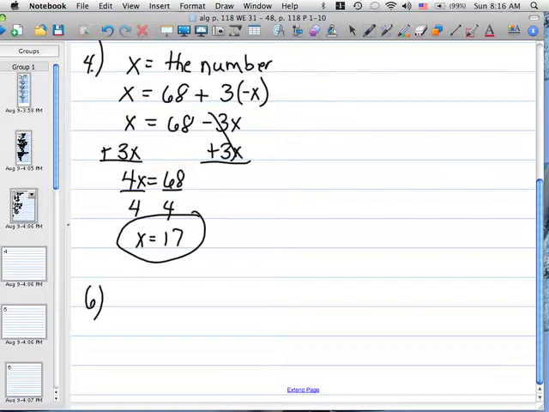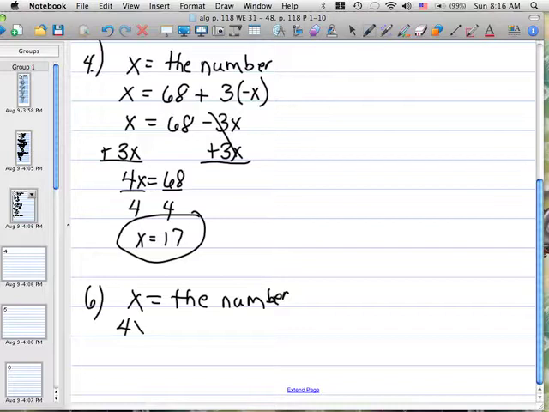Problem number 6 says 4 times the number increased by 25 is 13 less than 6 times the number. Find the number. So x equals the number. 4 times the number would be 4x, increased by 25, plus 25, is, there's the verb, so that's equal. 13 less than 6 times the number. Since we have 13 less, that has to go after 6 times the number.